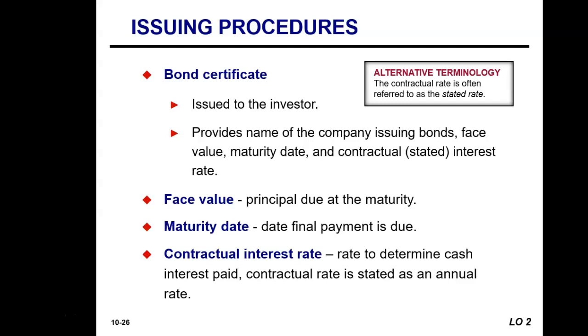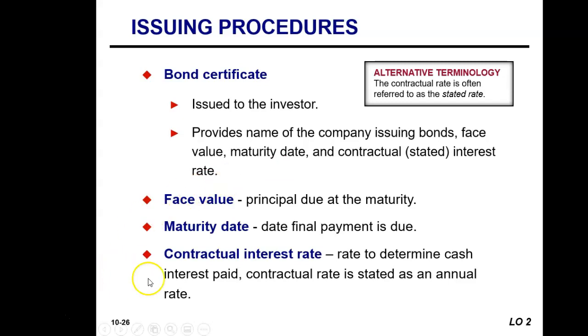So when you purchase a bond, you receive what's called a bond certificate issued to an investor. It gives you the company name, the bond's face value, maturity date, and what's called the contractual or the stated interest rate. And we'll take a look at a bond in a few minutes. You can see the information on the bond certificate.